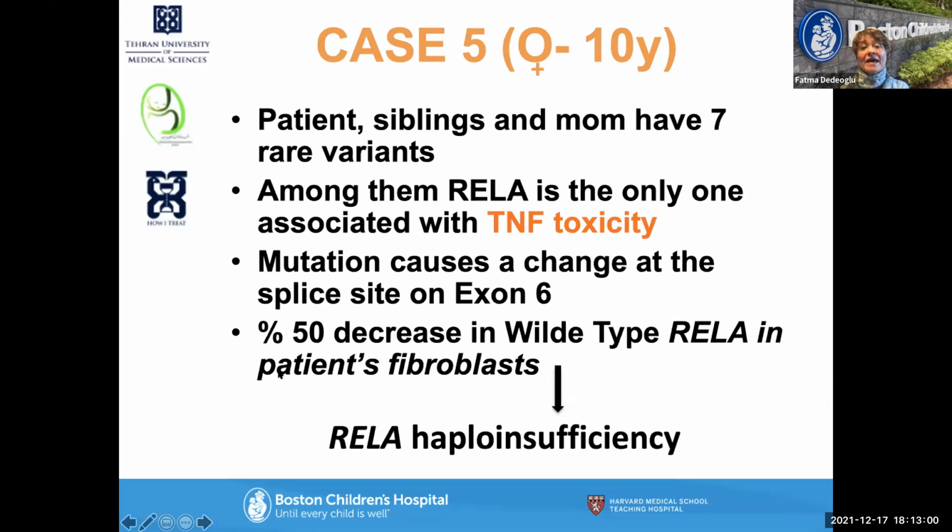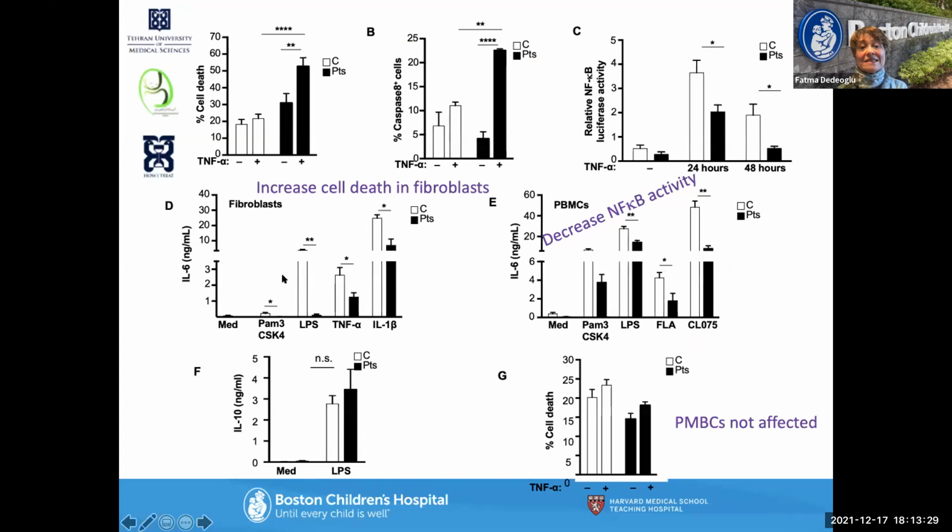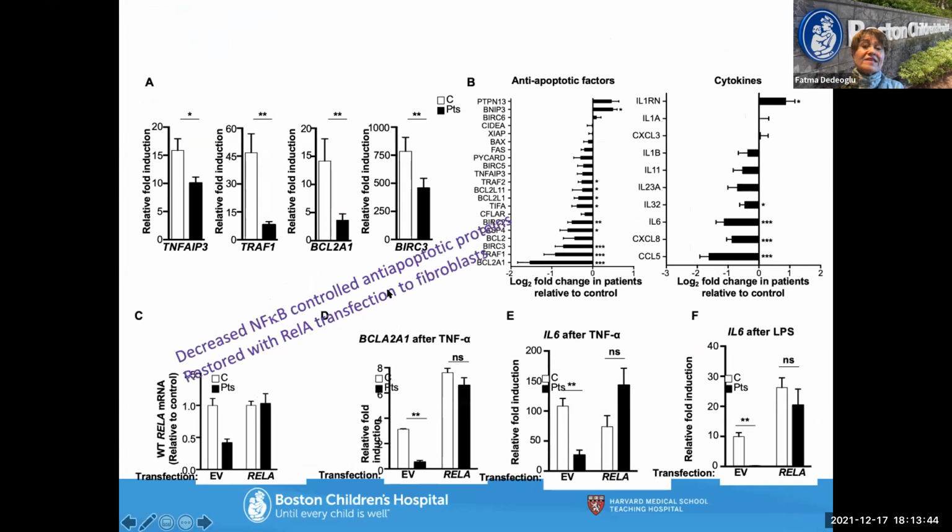And further workup with whole exome sequencing revealed that there are some candidate genes, but we focused on RELA because of the clinical observation that TNF toxicity should be playing a role, given the good response to anti-TNF therapy. And then, with these basic science slides, after a couple of years working in the lab, we were able to show that this defect mostly affects the fibroblasts, which causes increased cell death in fibroblasts that are more sensitive to TNF. This is because of decreased NF-kappa B activity, which causes decreased anti-apoptotic proteins, and this is restored when RELA is transfected into the fibroblasts of the patient's cells.